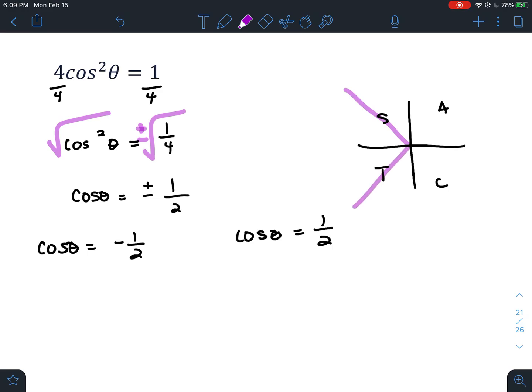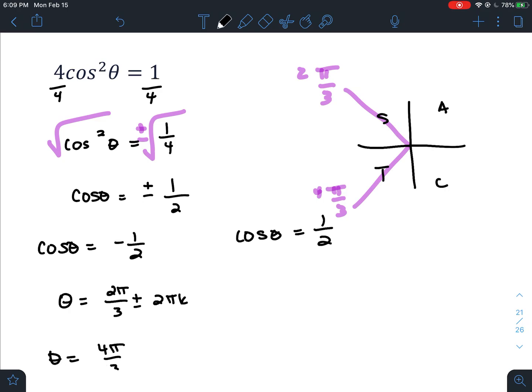So cosine is negative in the third quadrant and the second quadrant, and it's 1/2 at the pi over 3's. So this is going to be 2 pi over 3 and 4 pi over 3. So theta is going to equal 2 pi over 3 plus or minus 2 pi k, or theta is going to equal 4 pi over 3 plus or minus 2 pi k.